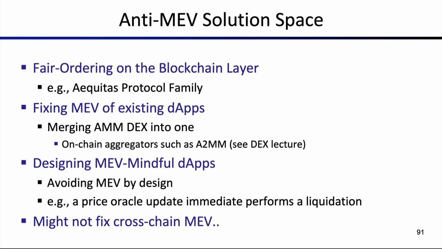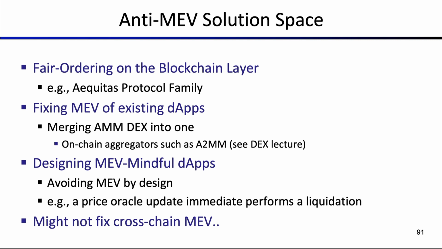So what can we do to protect ourselves against MEV? What's the anti-MEV solution space? There are a variety of great ideas, but it's still a long way to go, I believe, to really protect users as a whole. There's an emerging and really interesting body of work on fair ordering on the blockchain layer. This is by Ari Juels, who gave the Oracle lecture. I can really recommend you look into the Equitas protocol family. We might be able to fix MEV at least partially on existing dApps.